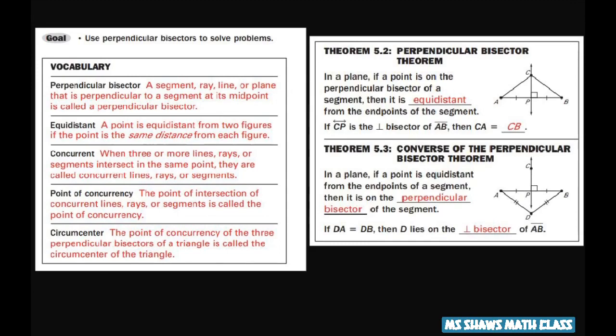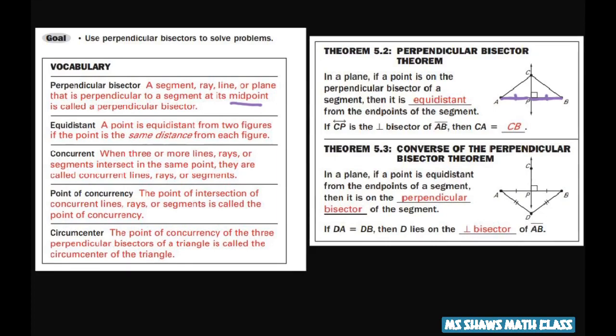A perpendicular bisector is a segment, ray, line, or plane that is perpendicular to a segment at its midpoint is called a perpendicular bisector. Equidistance means the same distance, so these two would be equal distance. AB is equidistance to P here.